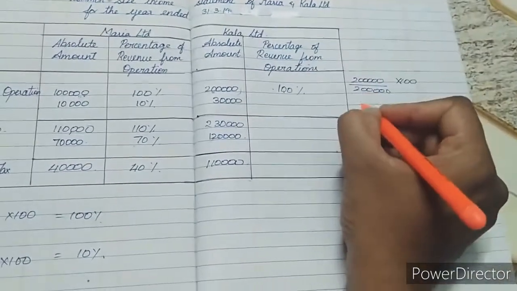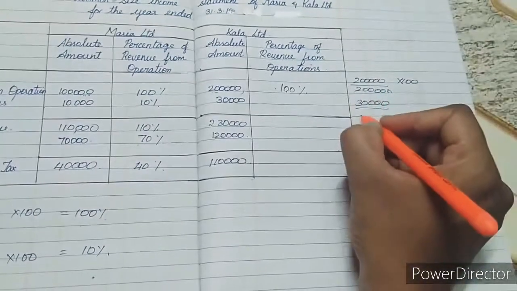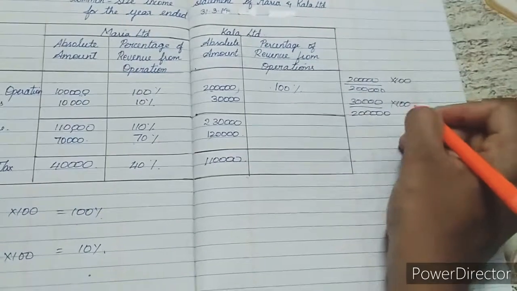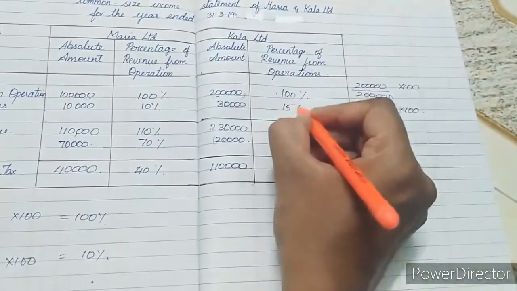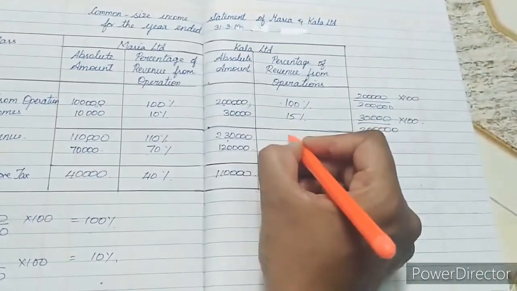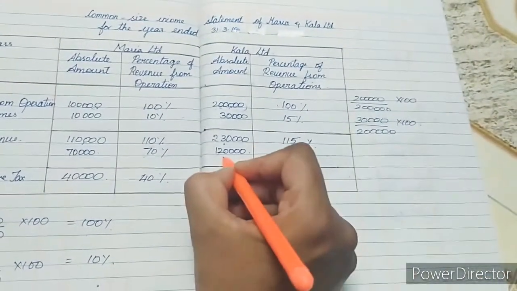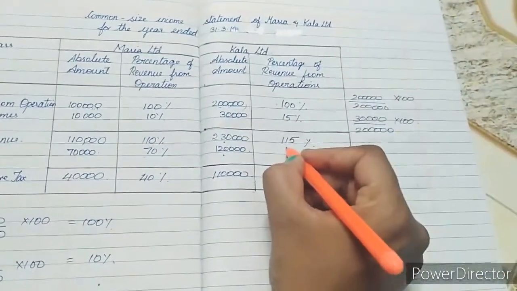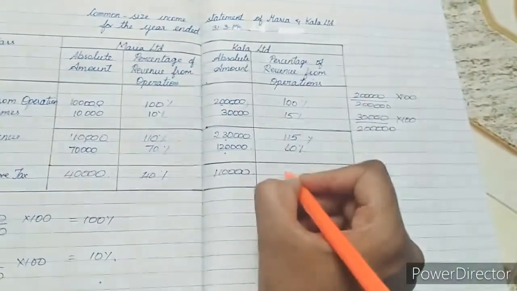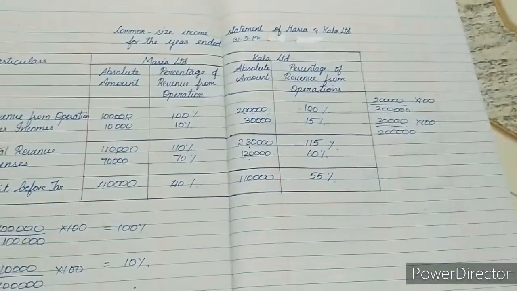Then the next one, 30,000 divided by, now your denominator is 2 lakh, into 100. That's going to be 15%. Next, 2,30,000 divided by 2 lakhs into 100, 115%. Next is 1,20,000 divided by 2 lakh, which is going to be 60 percent. Next, 1,10,000 divided by 2 lakh into 100 is 55 percent. So this is a simple common size income statement sum.